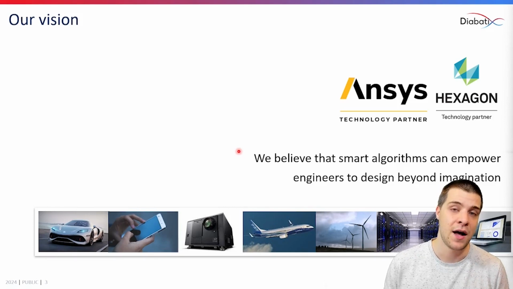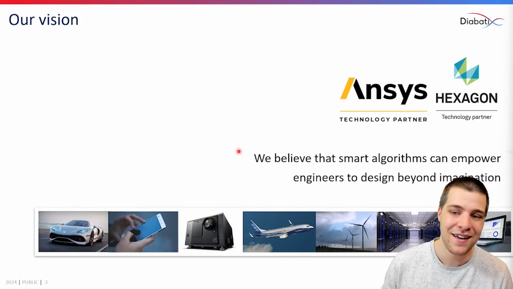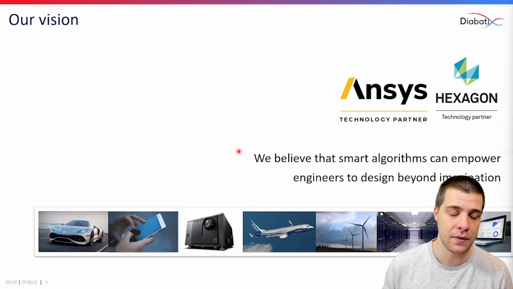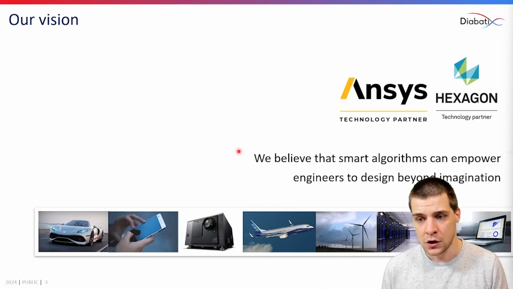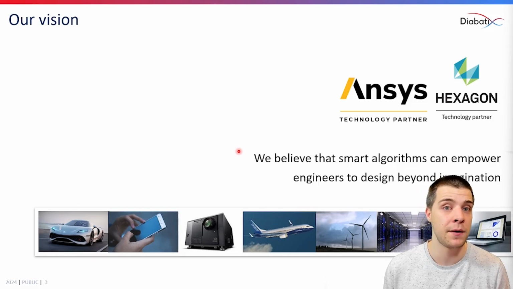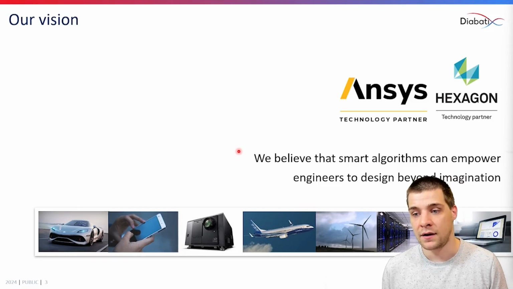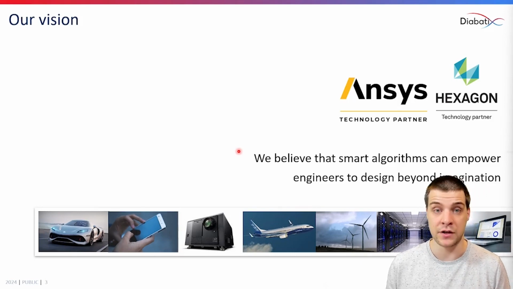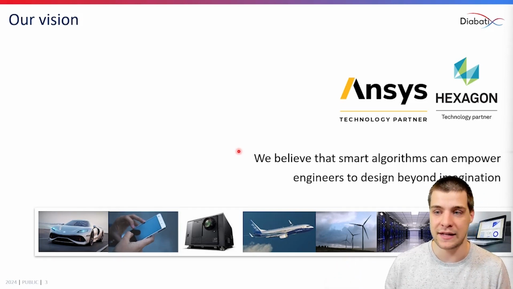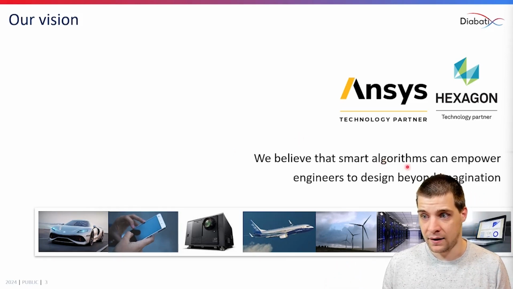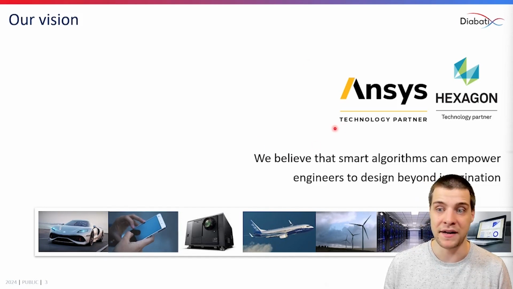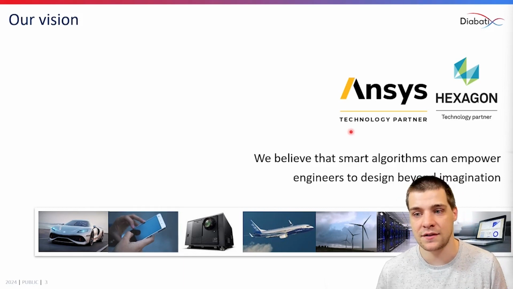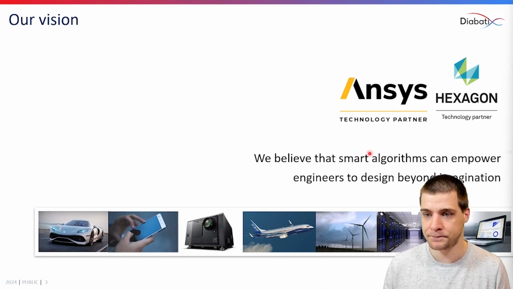So at Diabatix, we believe that thermal problems should not be a problem anymore, or at least that it shouldn't be a hurdle that is being tackled towards the end of the design stage. We develop smart algorithms, and we make those smart algorithms available to any engineer to use thermal designing throughout their entire design process. So as I mentioned, not anymore towards the end, but right at the start. Ansys and Hexagon, two of the biggest names within the CFD world, have acknowledged the strength of our smart algorithms, have reached out to us, and as of recently, we are their technology partners.